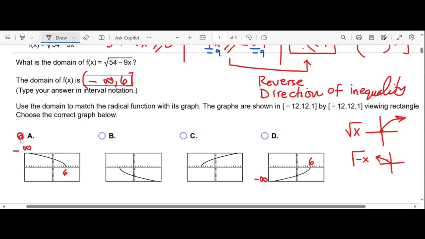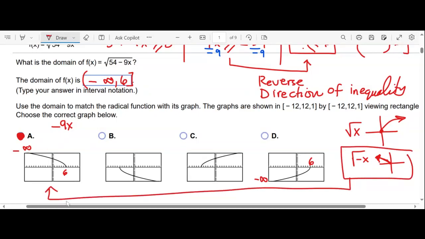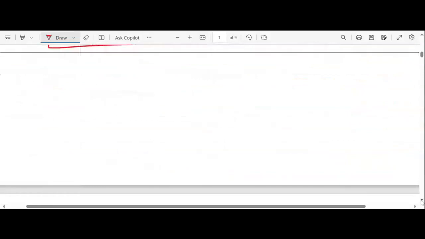So the correct answer here is A. Why? Because we have negative 9x. When it's negative, then it goes the other direction. Is this clear? Clear or not clear? Clear. Let's go to the next question.